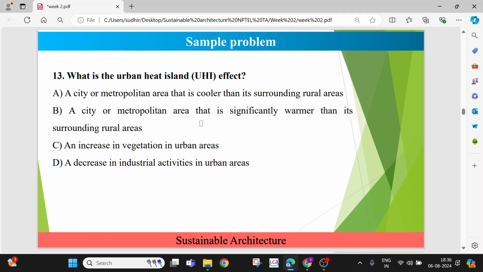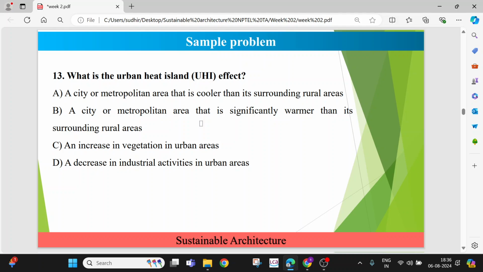So as per your understanding, what is urban heat island? Option B. All of you are okay with option B? Yes, sir. Okay, thank you.